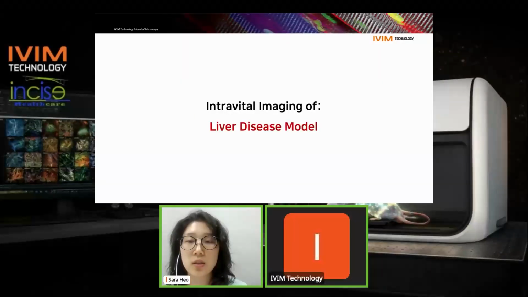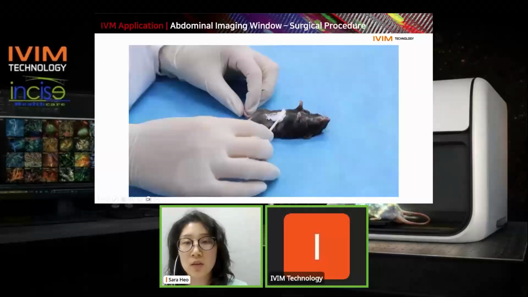The next application is intravital imaging of a liver disease model. Before I explain the liver disease model, I want to show you the surgical procedure of applying the abdominal imaging window. This window is one of the windows that allow long term imaging, and the mouse can live up to 4 weeks with the AIW attached through the surgery.